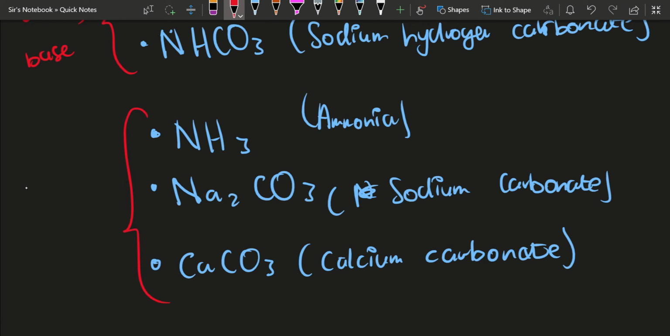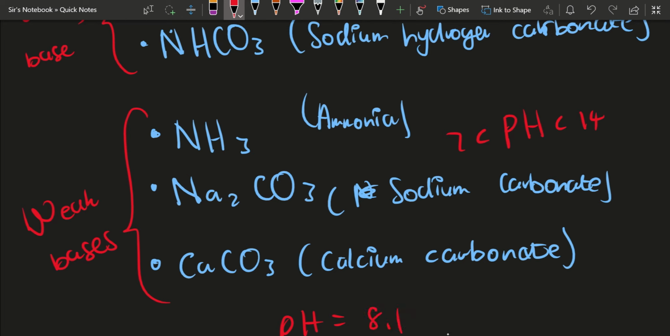But anyway, okay. So we have then our weak bases. We would expect these to have a pH between 14 and 7, but way closer to 7 than to 14. Let's say ammonia would have a typical pH of maybe 8.1. That's so far from 14, but quite close to 7. Let's say calcium carbonate has maybe a 7.5 pH. These are our weak bases.